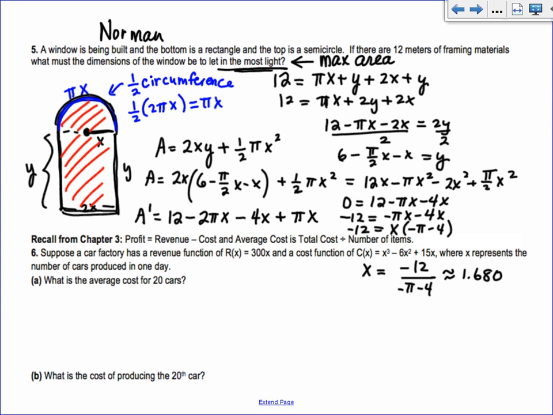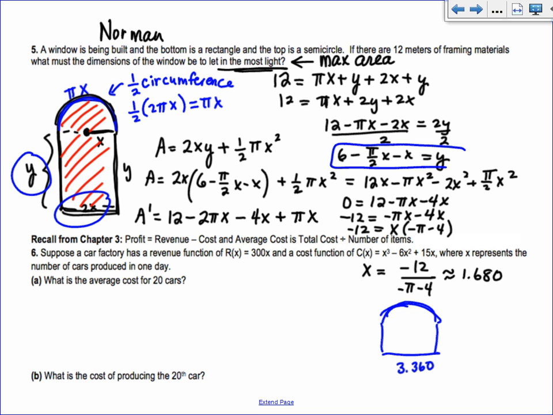All right, that's x. So we want the dimensions of the window. It's kind of weird, how do you talk about the dimensions of this window? I would probably talk about the 2x by the y, right? So I'd probably just draw a little rough sketch. I think it ends up more like this. So 2x is going to be, times 2, so 3.360. And then the y, what was y? Where was y? This. So I'm going to plug in there.